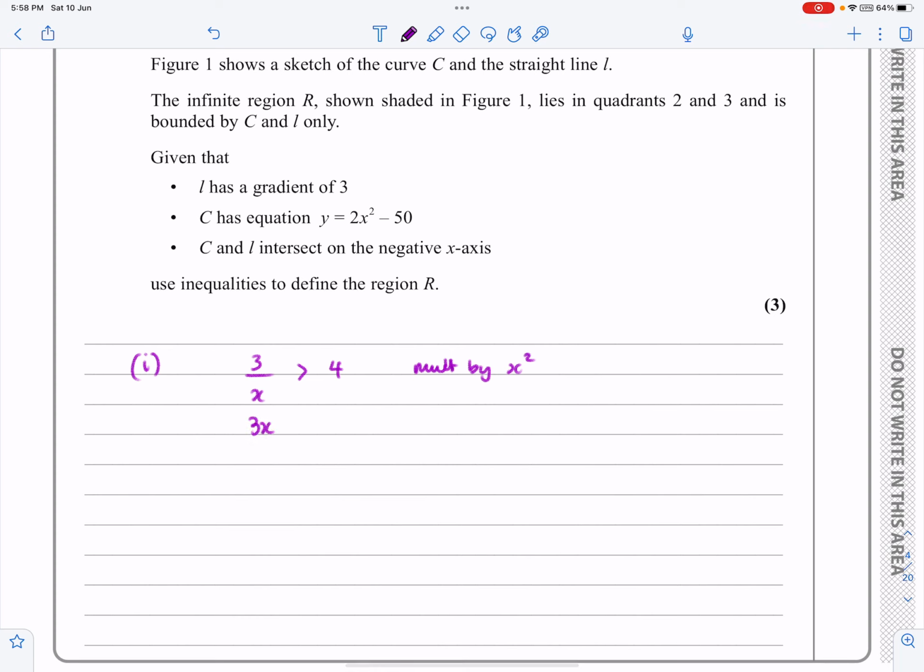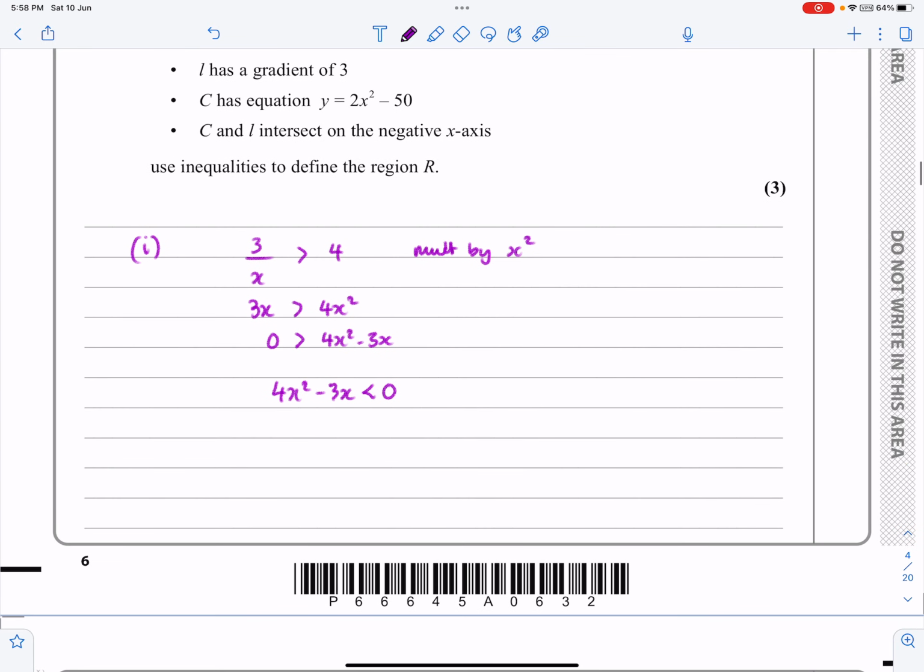So if I do that, quadratics on the brain, I'm going to end up with a quadratic here. We need to sort this quadratic out and just tidy it up. 4x squared minus 3x, like that. I'd rather write that the other way around, so I'm going to write 4x squared minus 3x is less than 0. Now, in order to solve this, you've got to be really clear in the way that you're doing this. What I'm going to do is change it into an equation.